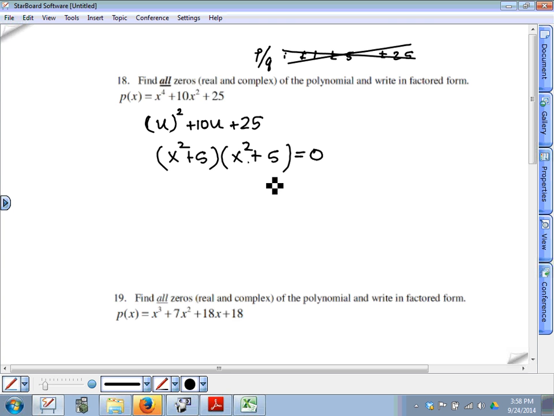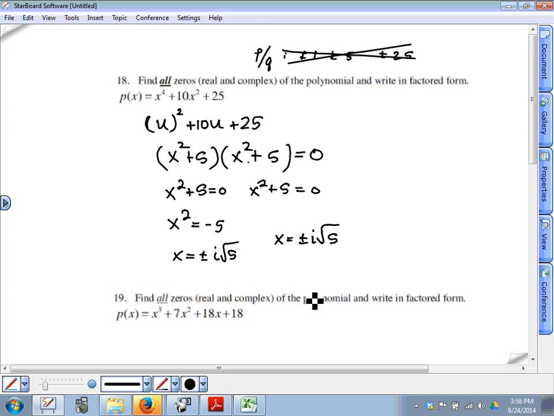Again, finding zeros means that each factor has to equal 0. So x squared plus 5 equals 0, and x squared plus 5 equals 0. X squared equals negative 5, so x equals plus or minus I times the square root of 5. And same thing over here, x equals plus or minus I times the square root of 5.